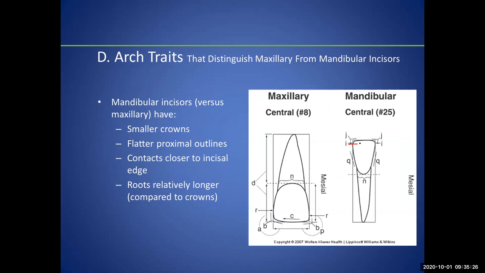All right, remember the contact for the central maxillary is here and here, all right, versus the contact for the mandibular central is closer to the incisal edge. And the roots are relatively longer compared to the crown because the maxillary centrals have the longest crowns of all the incisors. So the crown to root ratio on the maxillary centrals is almost equal, compared to the mandibular, which have much longer roots for the crown to root ratio.